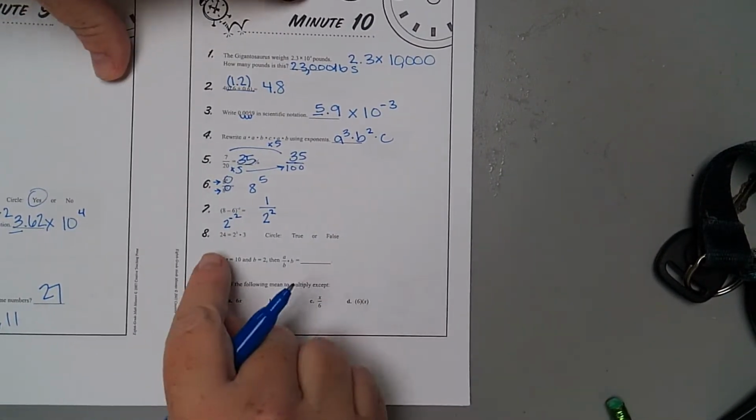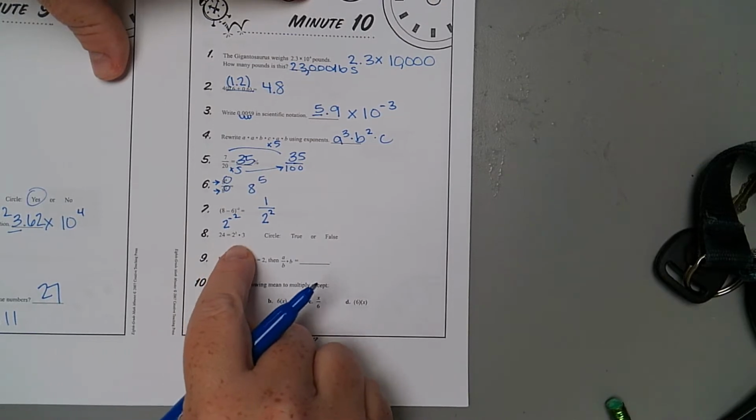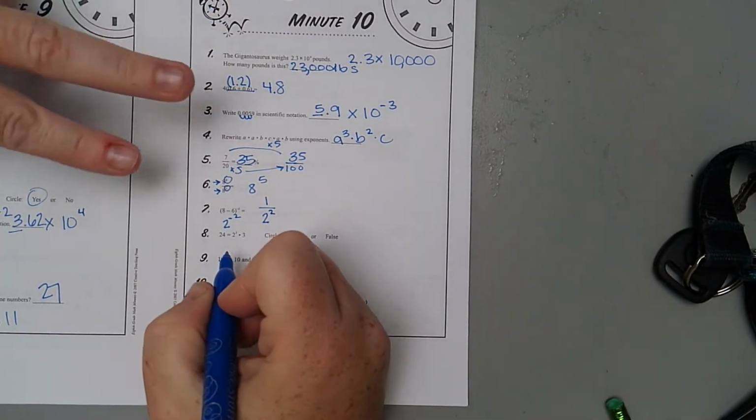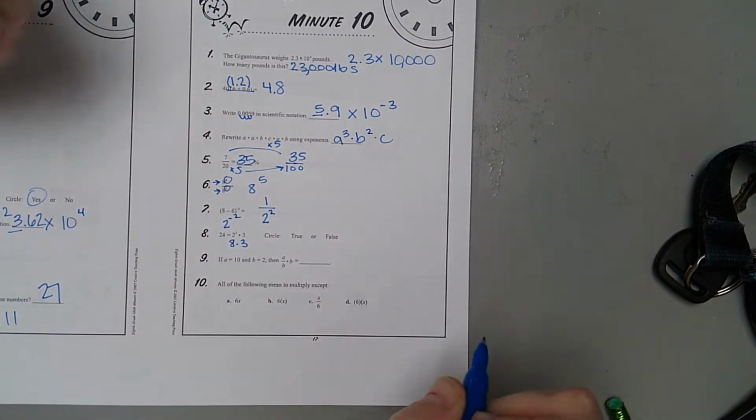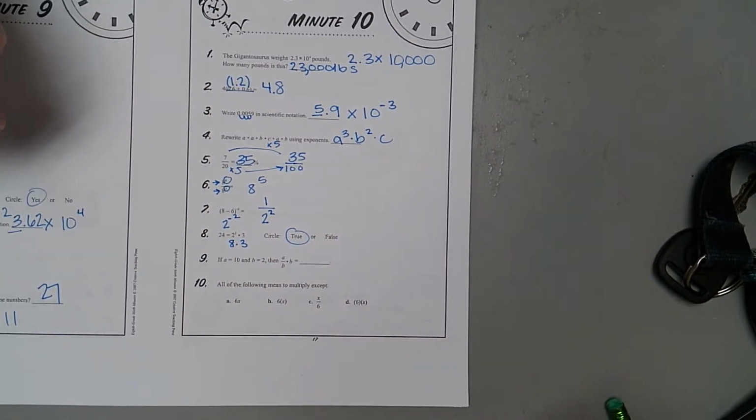Number 8. 24 is equal to 2 to the power of 3 times 3. Well, 2 times 2 is 4 times 2 is 8. And then we have 8 times 3, which is 24. So that is a true statement.